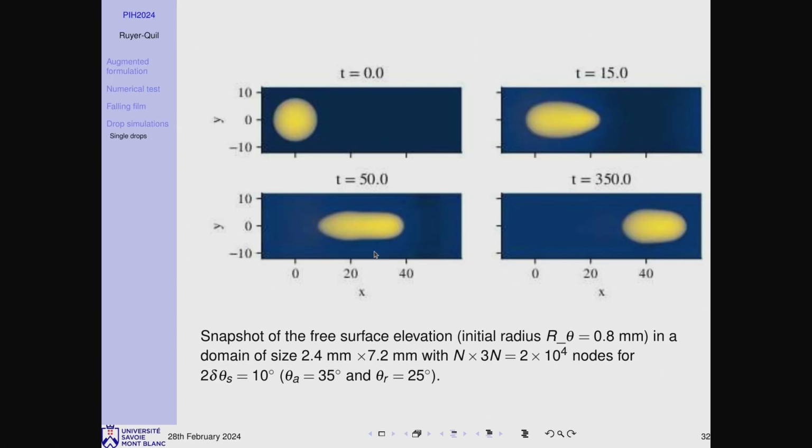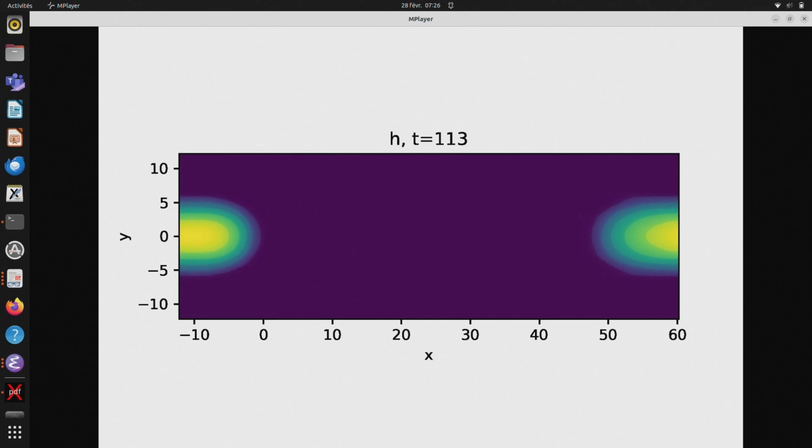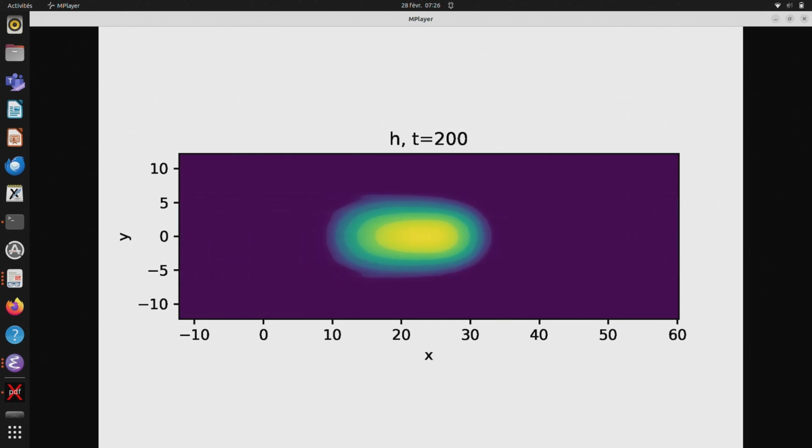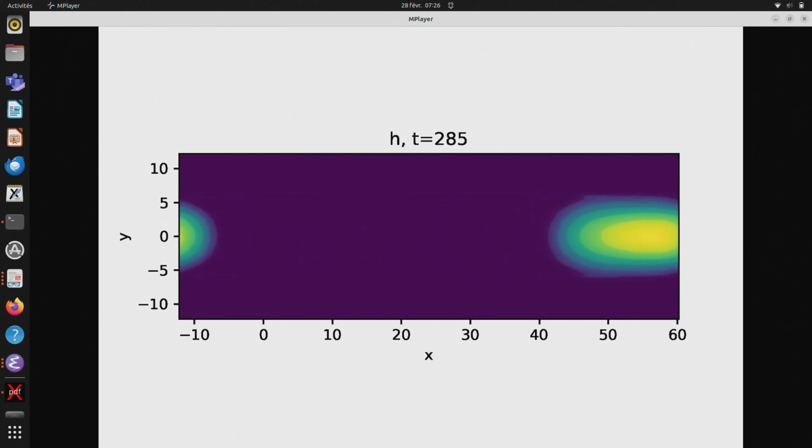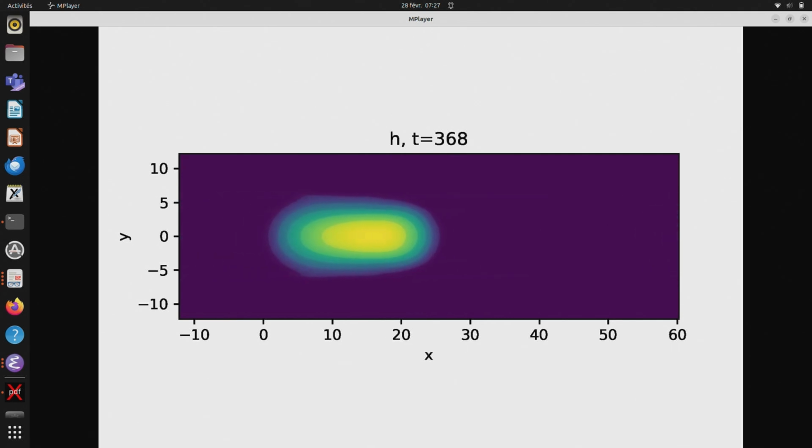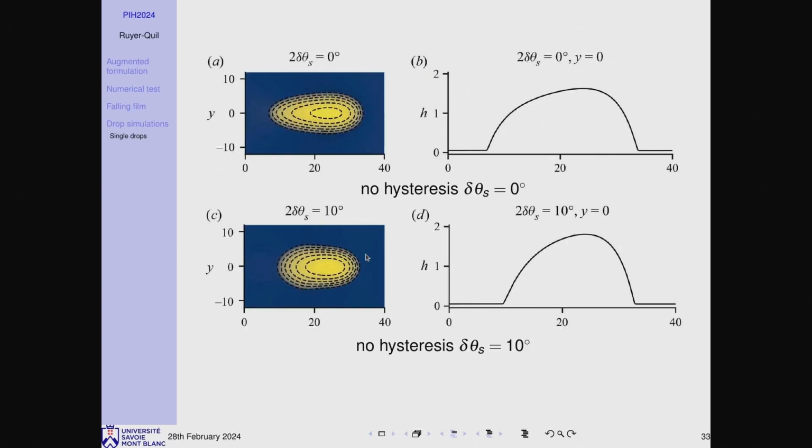We have done the same, but this time by considering a hysteresis between the front and the back of the drops. And you can see how the dynamics changes and the shape of the drops changes due to the hysteresis of the contact angle. So this is the difference in shape between the two.